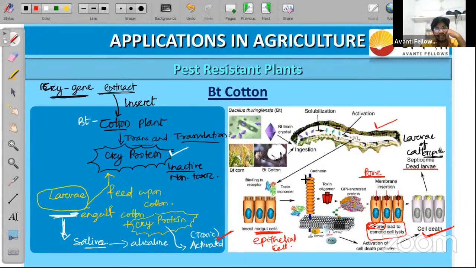Not exactly, not exactly, Sinchana. Because for the activation of this cryoprotein, we need some alkaline medium, and in bacteria alkaline medium is not maintained, that's why it is inactivated in bacteria. ठीक है, ठीक है.